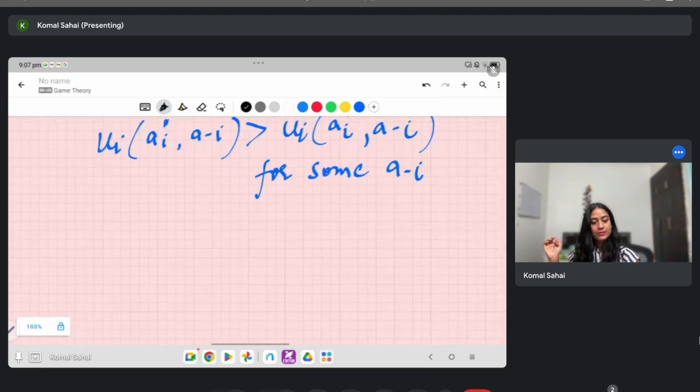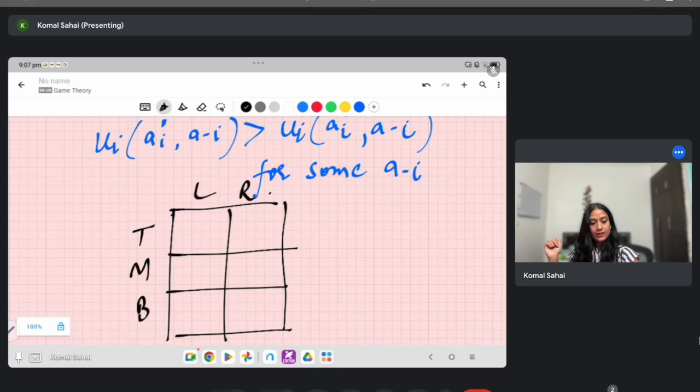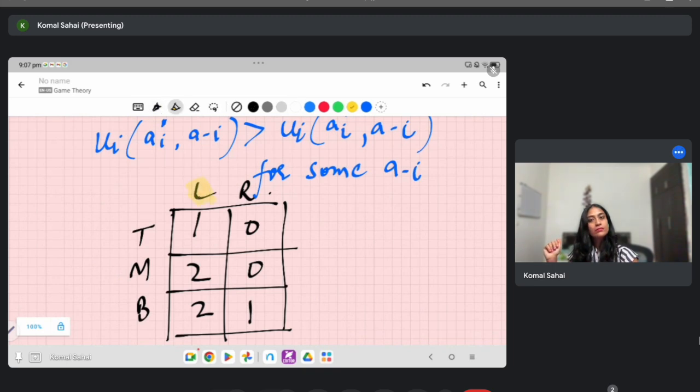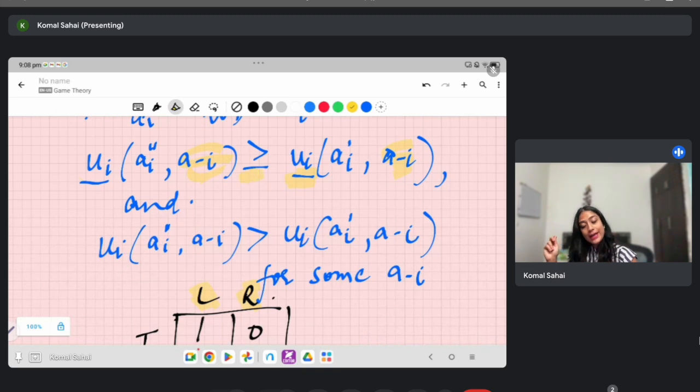ठीक है. So इसको भी it's better to understand with an example. Again you have your T and B and you have your L and R. ठीक है. So now what you have is M, when player 1, when A minus I is L, right? Then M is better. When A minus I is R, then M is not better, right? It is equal. तो ग्रेटर देन इक्वल टू हमेशा है, एक केस में एटलीस्ट वन केस में ग्रेटर देन है, ठीक है.